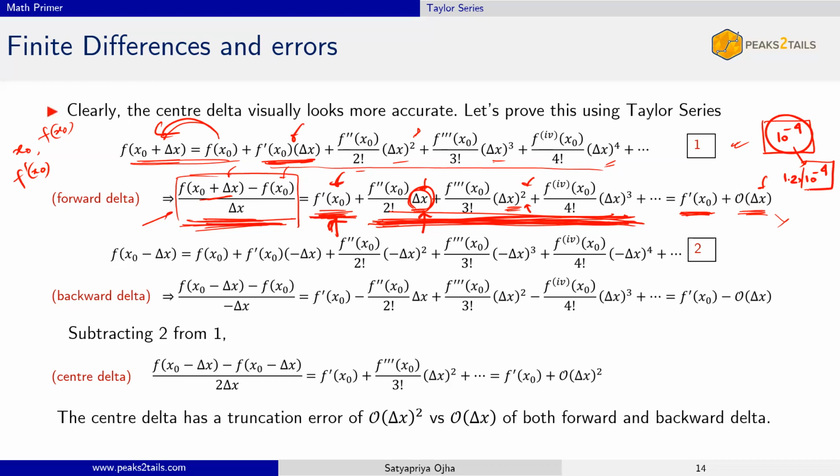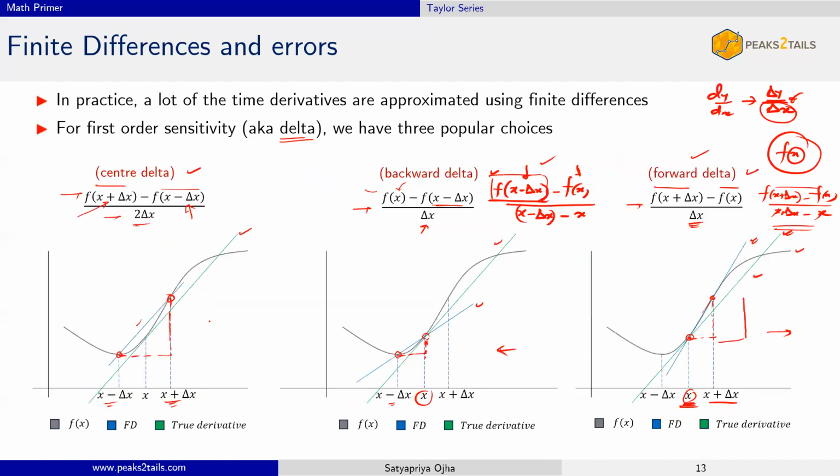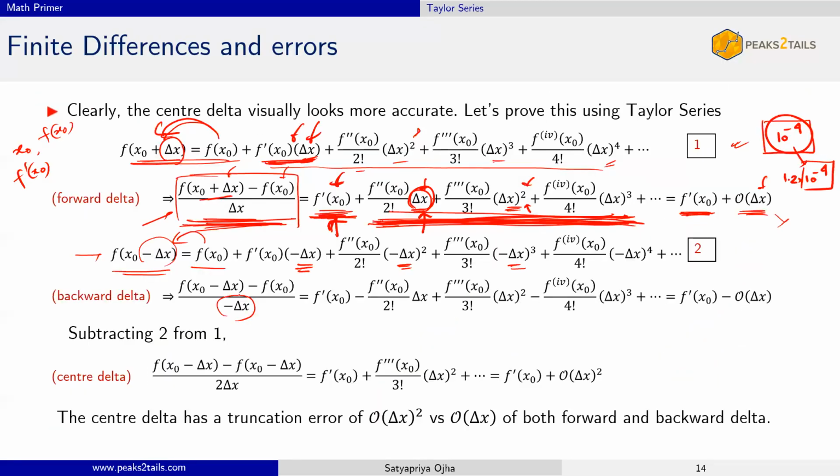All right. Now let's use another equation. Instead of delta x, I use minus delta x. Just replace delta x with minus delta x in the same equation. The left-hand side is this. On the right-hand side, instead of delta x, now I have minus delta x everywhere. Backward delta is defined as this: again, take it to the left-hand side, but divide by minus delta x.